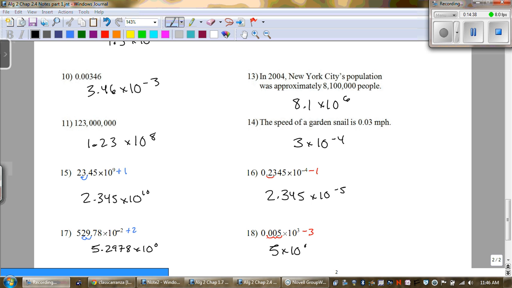Okay, and there are your answers, 10 through 18. Now, you need to be very careful on 15, 16, 17, and 18, because those weren't written in proper scientific notation. Okay, so you have to put it in proper scientific notation first.